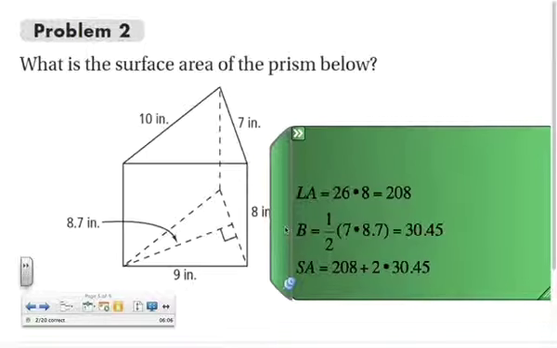Plus what? 10 plus 7, gentlemen. Plus 9. Remember, these triangles are congruent, so the measurements on top apply to the figure on bottom. The 208 is the lateral area. Remember, that's perimeter of the base times height. The perimeter of the base is 26. The height of the prism is 8.